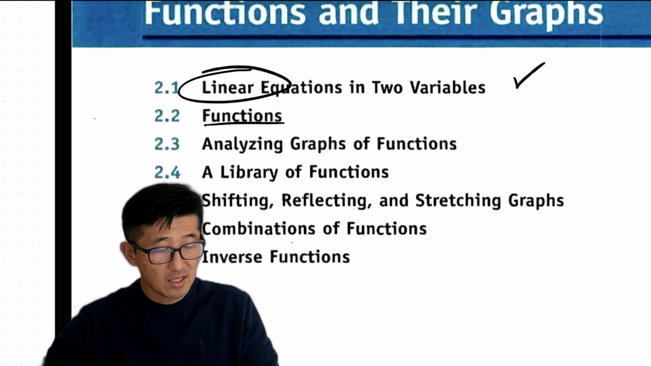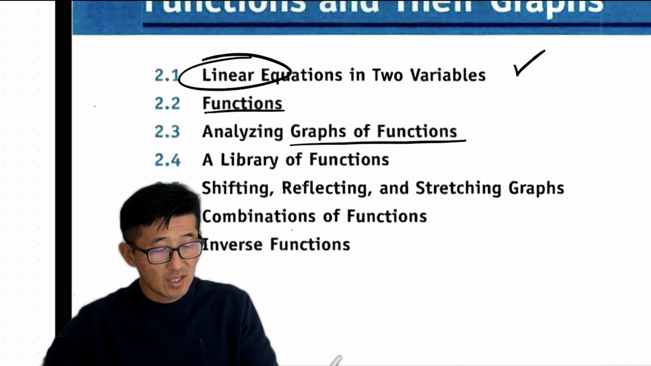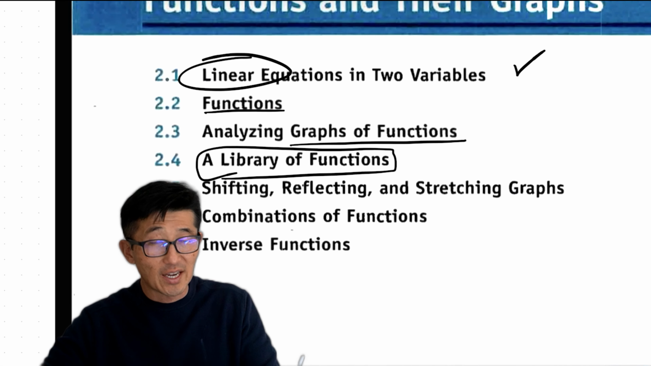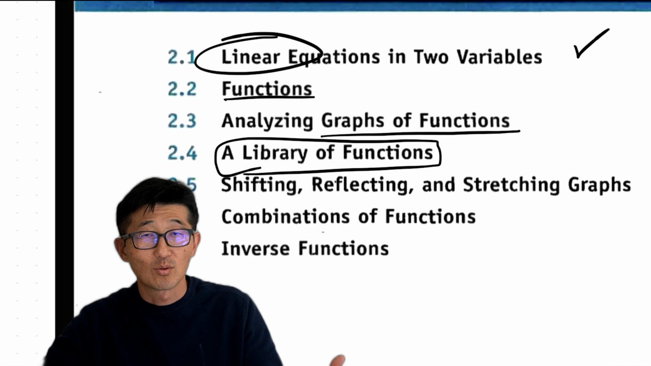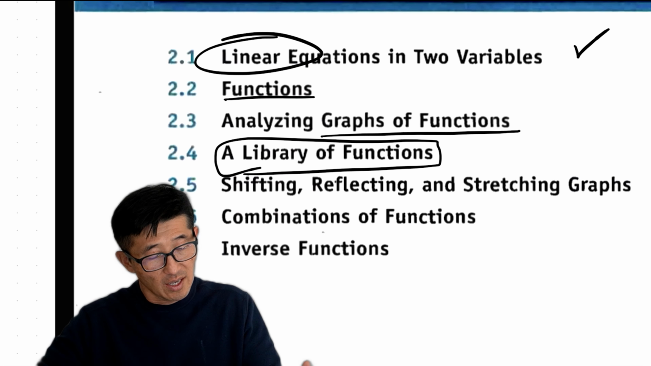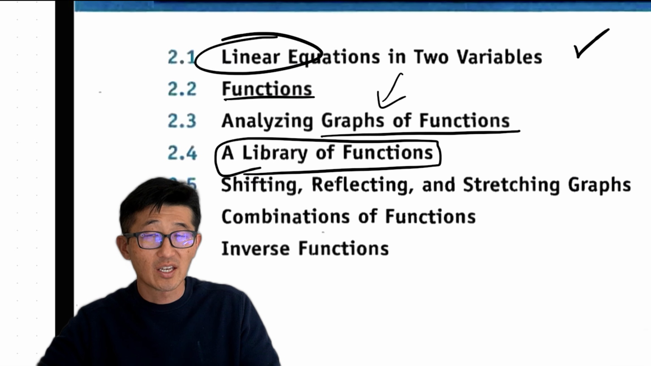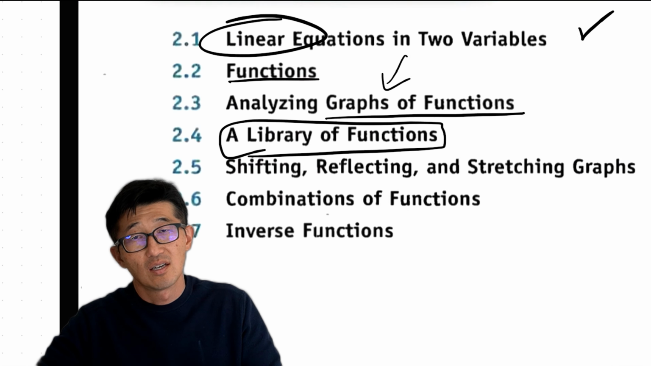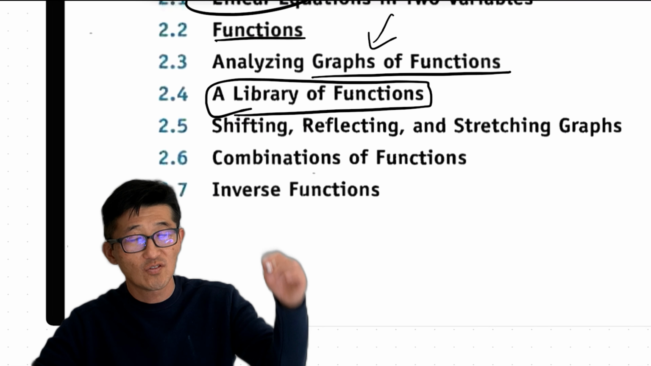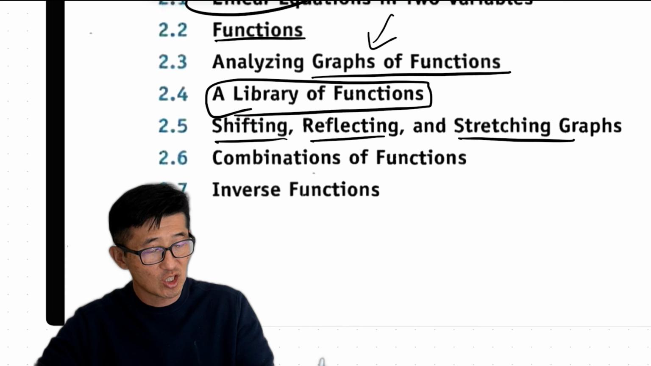You just plug it in. Graph of functions, and then there's a library of functions. Remember those 9 graphs I made you memorize? That's basically what this is. So we already covered this. Analyzing graphs of functions is like looking at x-intercepts, y-intercepts, things like that. 2.5 is shifting, reflecting, stretching. Do you guys remember that?